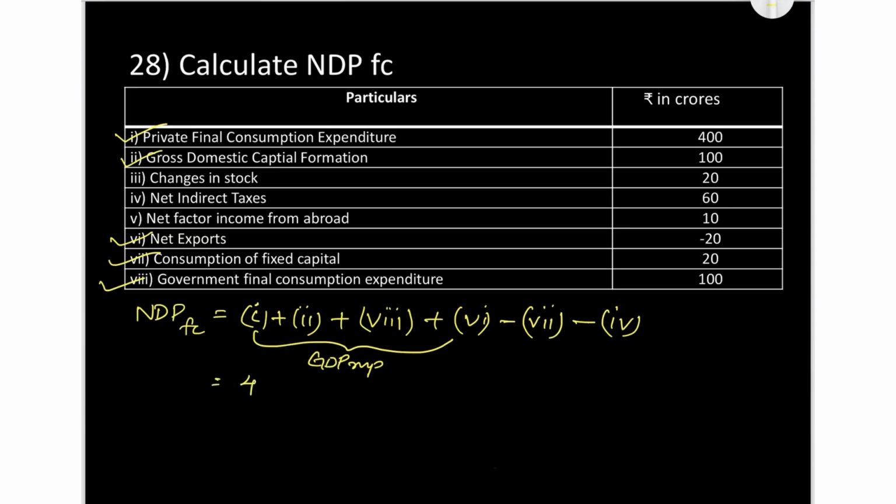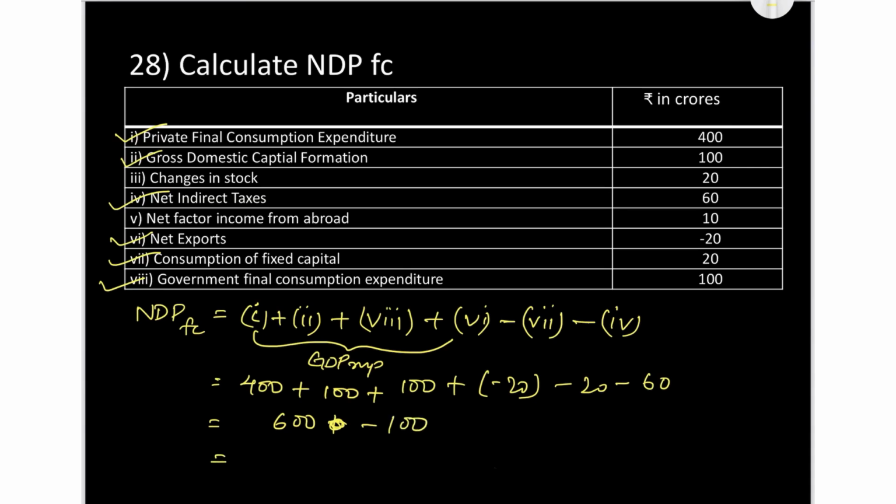All right. So 400 plus 100 plus 100 plus net export is minus 20, minus depreciation is 20, minus net indirect taxes is 60. All right. So 600 minus 20 minus 20 minus 60, so it will give us minus 100. All right, so rupees 500 crores will be the answer. So NDPFC is rupees 500 crores.